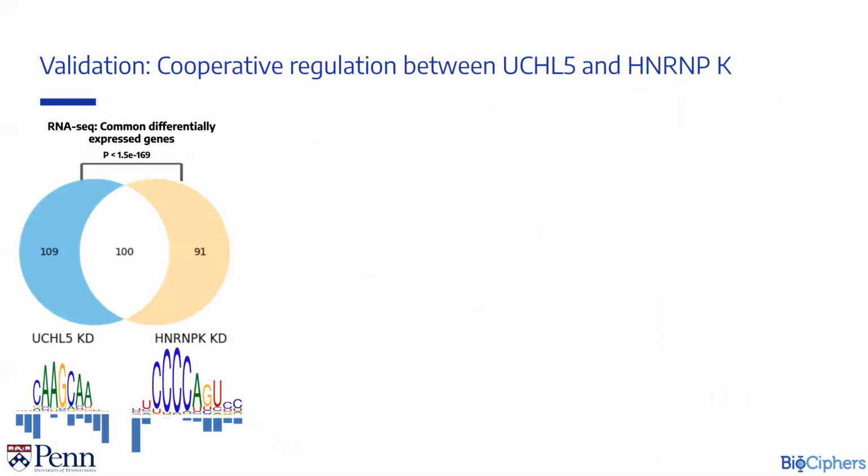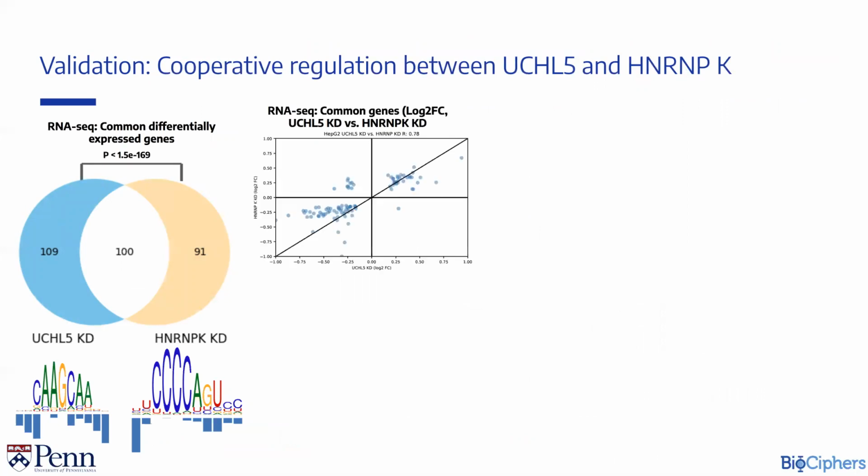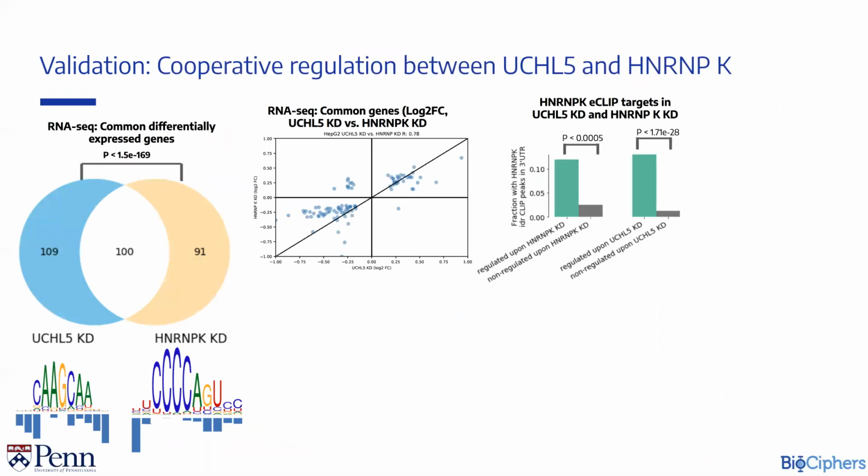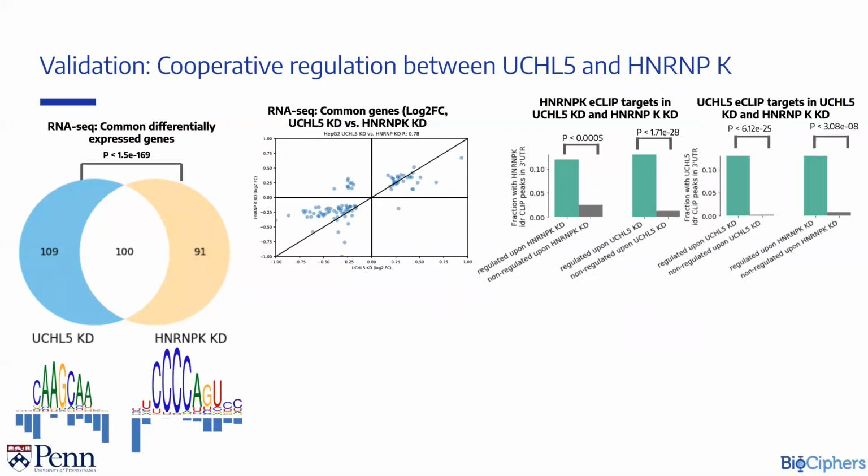We found significant overlap between their knockdown targets, and log2 fold change of these common genes in these two experiments generally agree. Then we looked at clip binding evidence of HNRNPK upon these two knockdowns and find significant differences between binding peaks found in targets of HNRNPK and UCHL5 knockdown versus non-regulated sets. Similar observations were made for UCHL5 clip binding in UCHL5 and HNRNPK knockdown targets. So there is binding of both these RBPs in each other's knockdown targets.